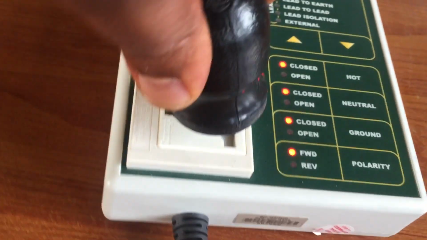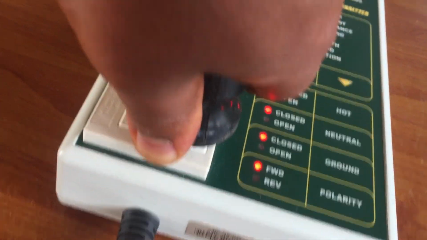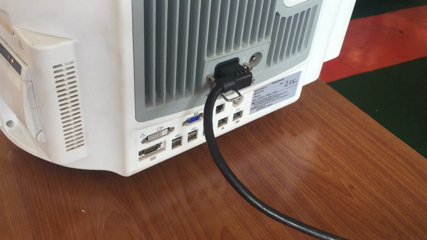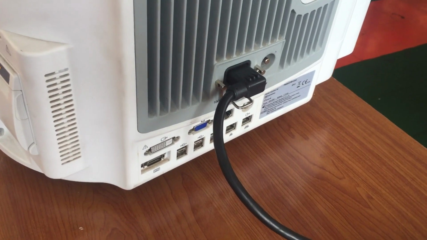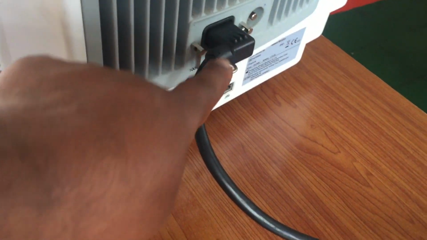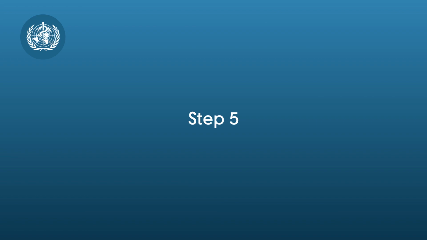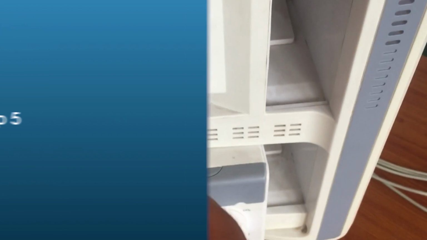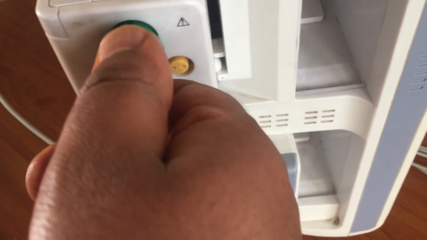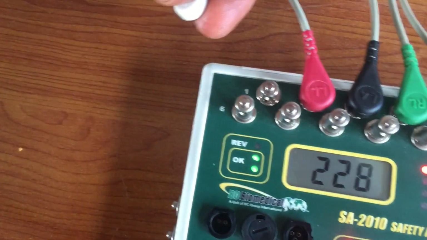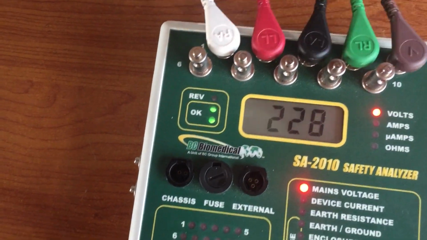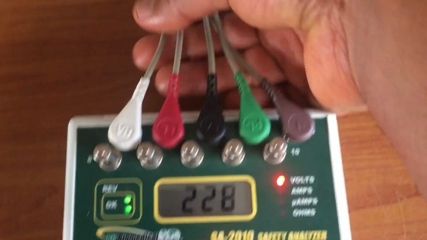Step 4. Connect your device under test to the plug point on the electrical safety analyzer. The device under test will be referred to as the DUT from now on. Step 5. Connect your applied parts to the universal patient lead input of the electrical safety analyzer. For example, this patient monitor has a 5-lead ECG cable.